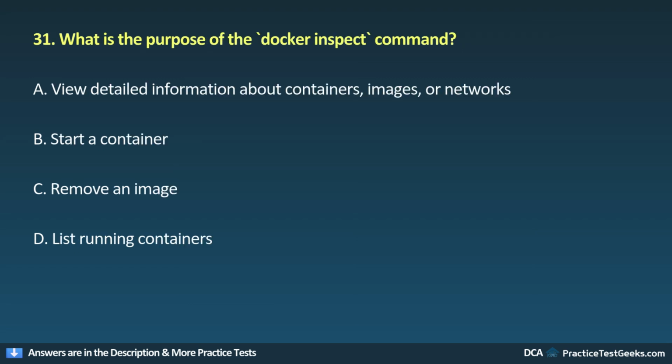31. What is the purpose of the Docker inspect command? A. View detailed information about containers, images, or networks. B. Start a container. C. Remove an image. D. List running containers.